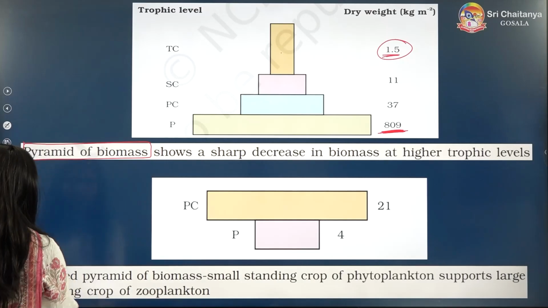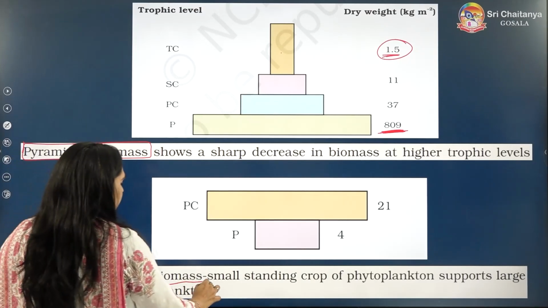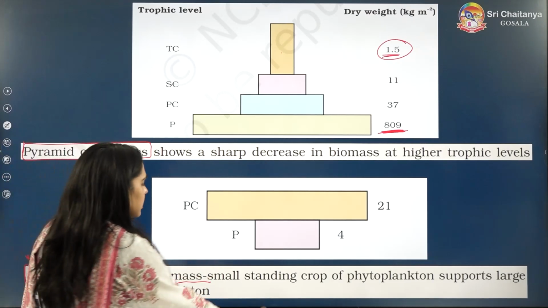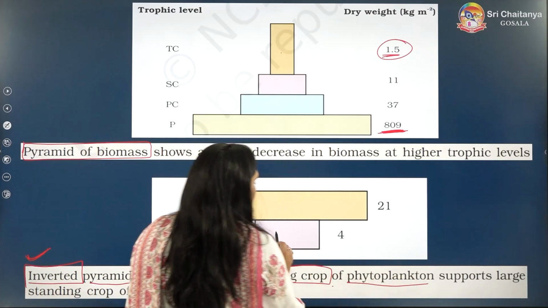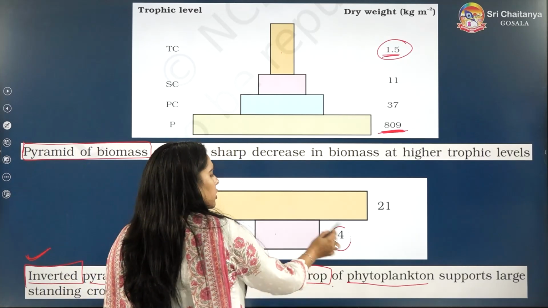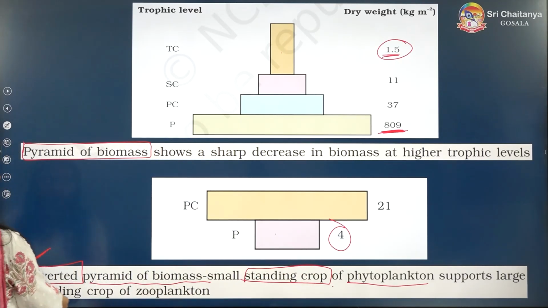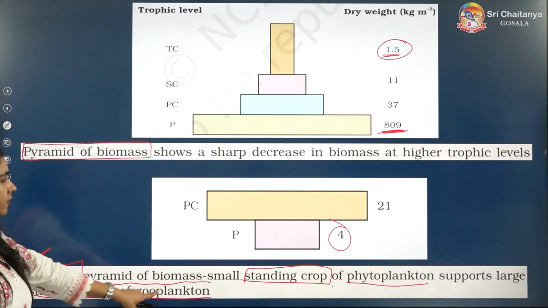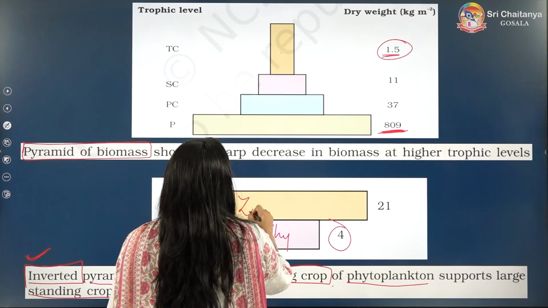Then you can see the pyramid of biomass in the sea. Here you can see the inverted pyramid, which I have talked about. Inverted pyramid of biomass: a small standing crop of phytoplanktons here, only 4 phytoplanktons, and they are supporting the standing crop of zooplankton. Here phytoplankton, here zooplankton.